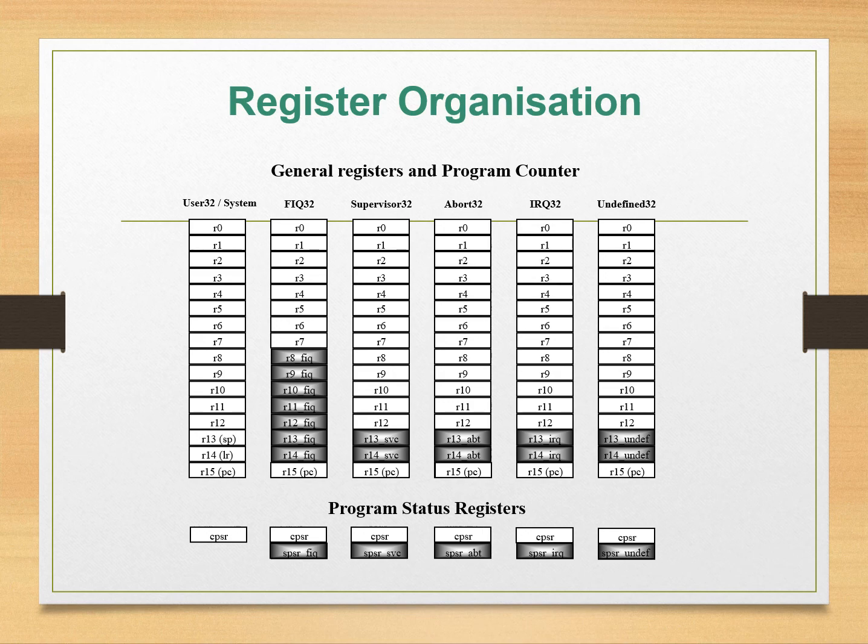In their own mode, if you change to this mode, they are their own. But R0 until R7 is shared with all the rest of the modes. The only ones specific to a particular mode are in the shaded blocks. For example, in supervisor 32, R13 supervisor is only available in this mode.